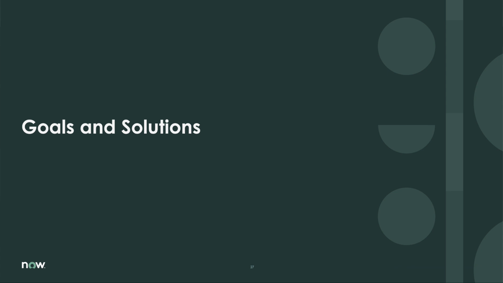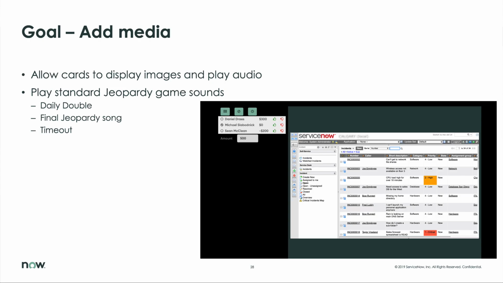Let's go through some of the goals and solutions. My first goal was to add media. I wanted that characteristic sound. I wanted those Jeopardy sounds, the final Jeopardy, the daily double, and the timeout button added to this component. And you think, that's not too hard, but how do you do that in ServiceNow? How do you latch onto that information?